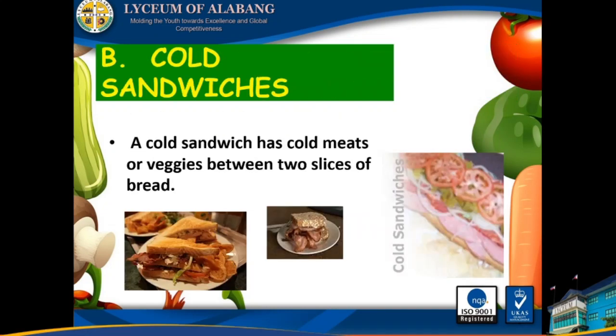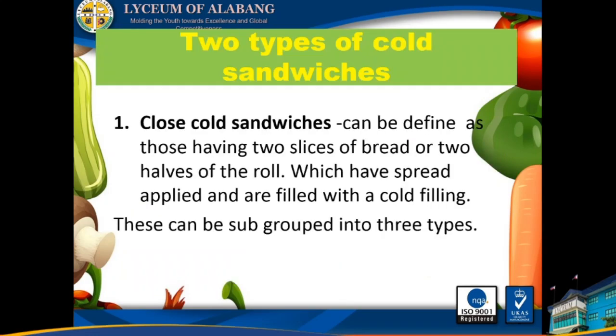Next is cold sandwiches. When you say cold sandwiches, it has cold meats or veggies between two slices of bread. In other words, it includes standard deli-style versions made from sliced meats or mayonnaise-dressed salads. These are the examples or the types of the cold sandwiches. We have two types of cold sandwiches. First, closed cold sandwiches.